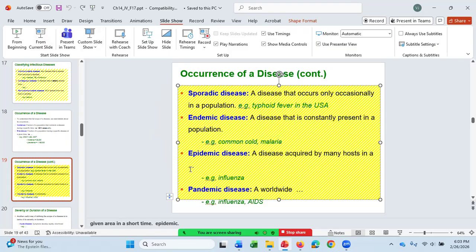An epidemic disease is a disease acquired by many hosts in a given short period of time. Like influenza, when it becomes an epidemic, we have a large number of hosts getting the disease over a short period of time. To be a true epidemic, you have to have the incidence of disease statistically greater than normal over a short period of time.